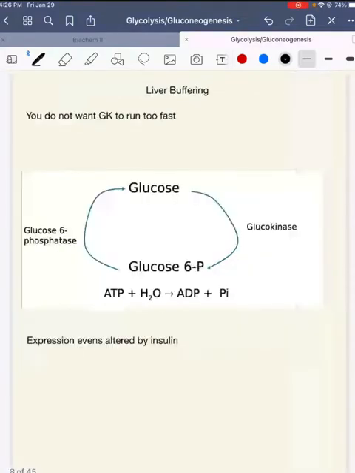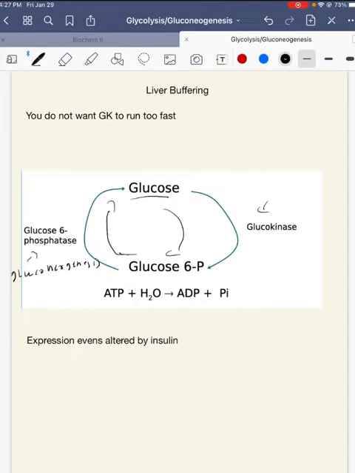Another way the liver regulates glucose levels: this is our glucokinase enzyme, and this is an enzyme in gluconeogenesis, which we'll discuss later. The liver can convert glucose to glucose 6-phosphate if we have high blood glucose levels, and we can also run the opposite direction if our blood glucose levels are low. Expression of those two enzymes, glucose 6-phosphatase and glucokinase, is altered by insulin.